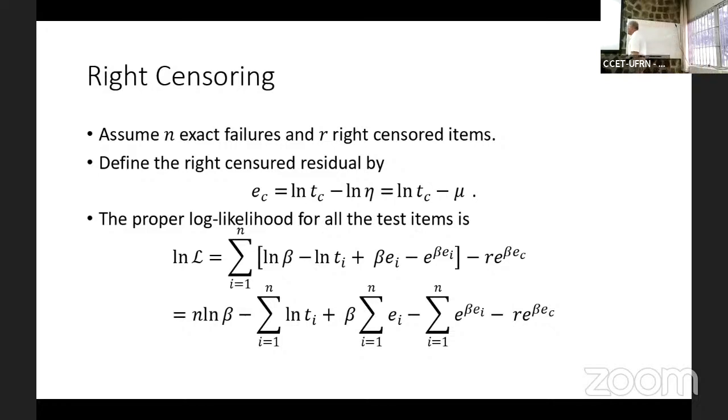It makes this expression simpler. So the likelihood for all the test items: here is the likelihood contribution for the exact failures, and here is the likelihood function. There are R of them, so it's multiplied by R. We're assuming that we had a completely randomized design. Okay? And that's very straightforward.